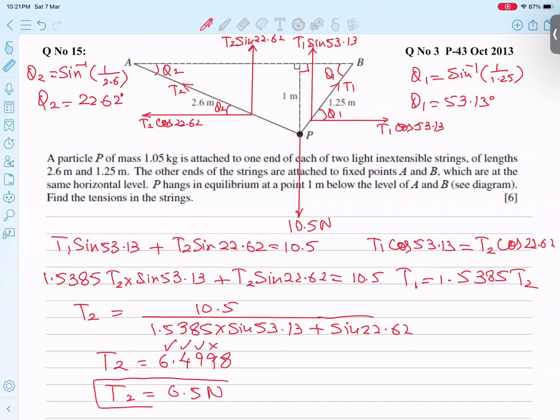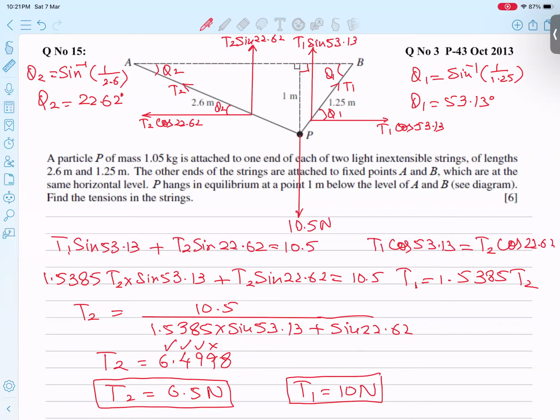Alhamdulillah Rabbil Alameen, this value I'm going to plug in here. So I'm getting T1 from here, directly. This value times 1.5385, I'll get my answer, and T1 turns out to be 10 newtons, not exactly sharp but close to this one. So Alhamdulillah Rabbil Alameen, I believe you got the point very clear.